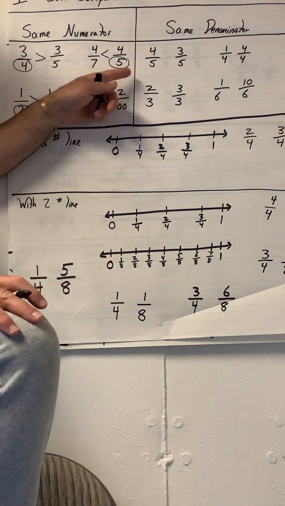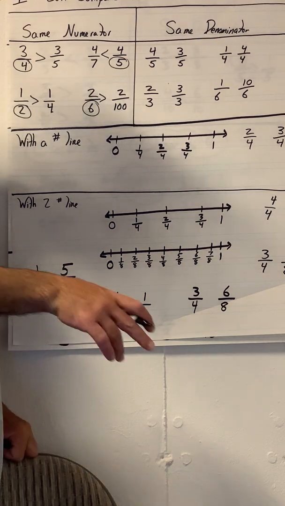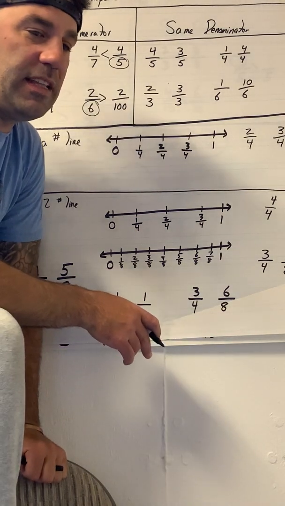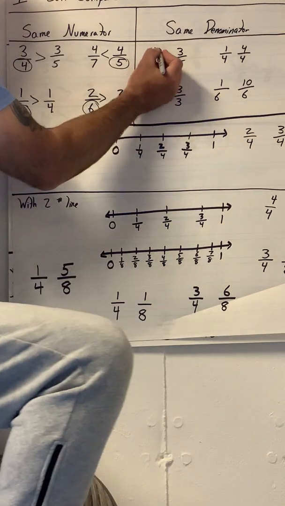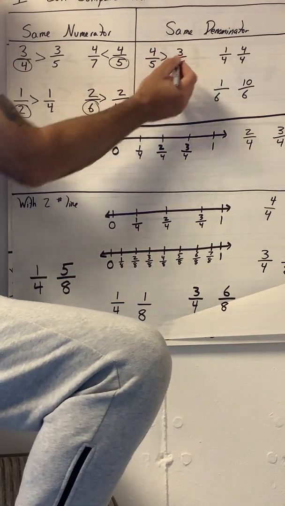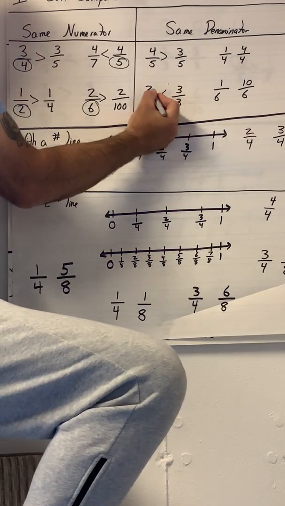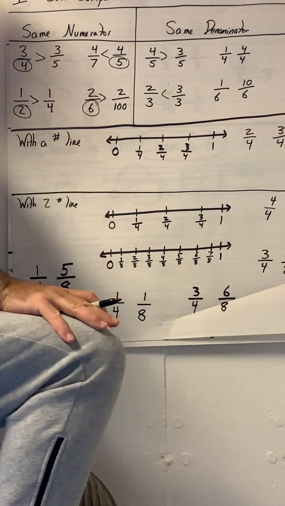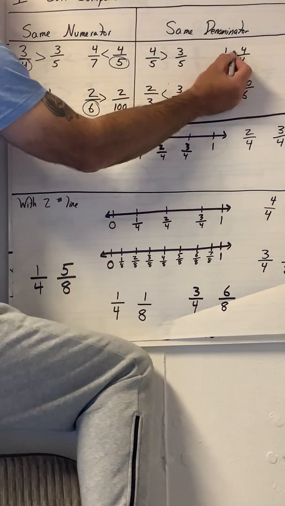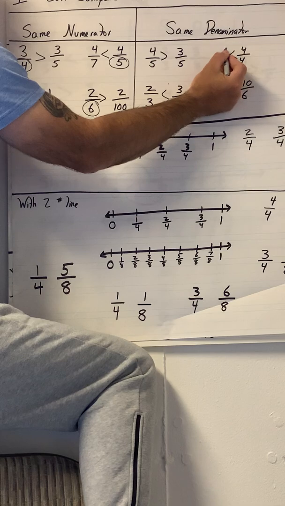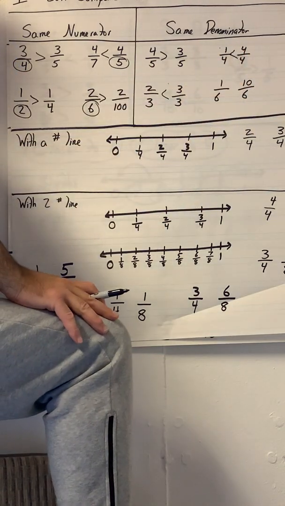Now, same denominator. They're both fifths. They're both fourths. So the only thing that matters is they're both the same size. It's just whichever one you have more of. So I'd rather have 4 than 3. I'd rather have 3 than 2, since they're both thirds. And 3/3 is like the whole thing. I'd rather have 4 than 1. They're both fourths. 4 fourths would be the whole thing.